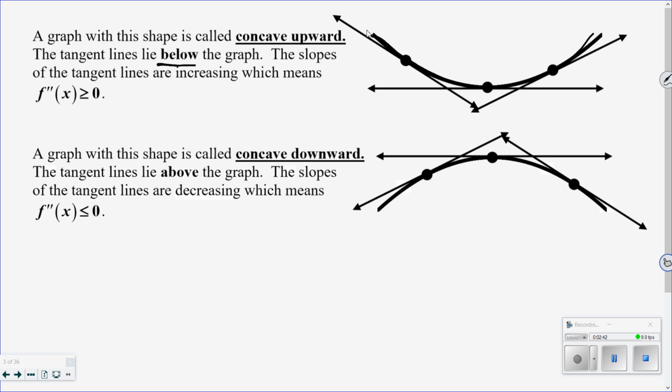This second graph has a shape that is called concave down. It looks like a frowny face. And if you look at the tangent line, the tangent line is above the graph. Remember when we looked at that graph a second ago, we said if the slope was increasing, then the tangent line was always below. The slope was decreasing, the tangent line was always above. So that means the second derivative is positive when it's concave up. The second derivative is negative when it's concave down.